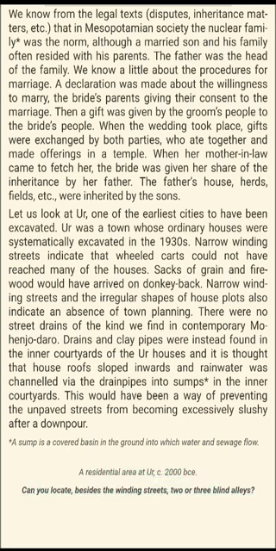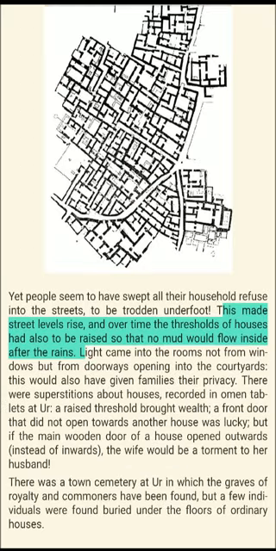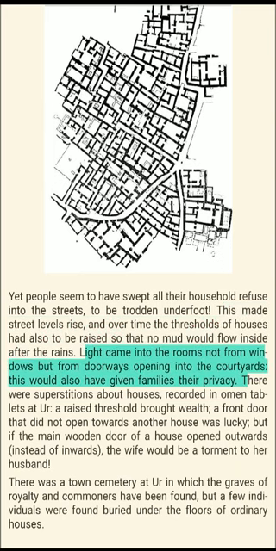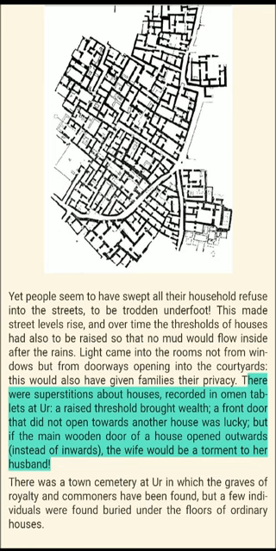A residential area at Ur, c. 2000 BCE. Can you locate, besides the winding streets, two or three blind alleys? Yet people seem to have swept all their household refuse into the streets, to be trodden underfoot. This made street levels rise. The thresholds of houses had also to be raised so that no mud would flow inside after the rains. Light came into the rooms not from windows but from doorways opening into the courtyards. This would also have given families their privacy.